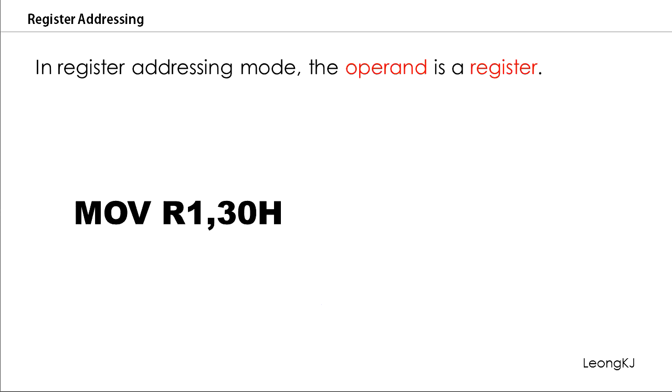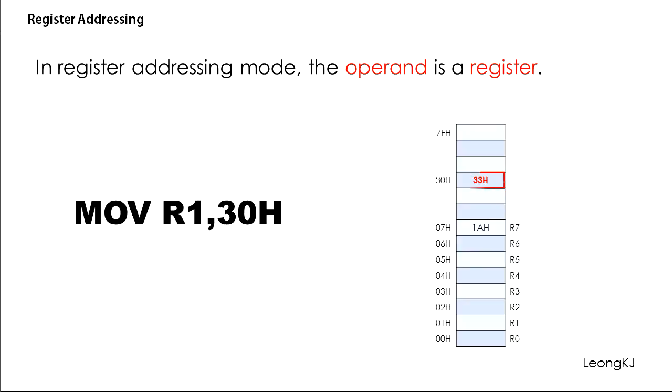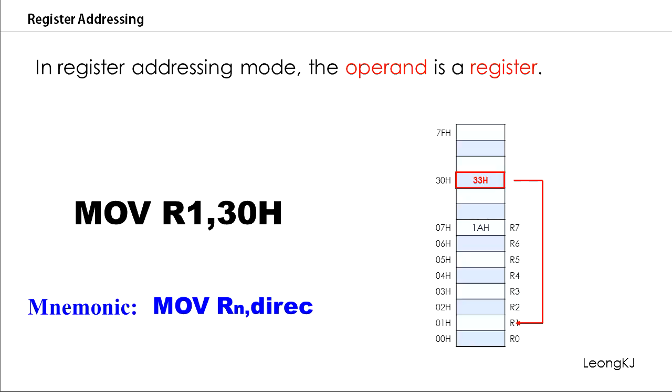Let's try another register addressing example. The content in direct address 30 hex is moved to register R1. The mnemonics of this instruction is move direct to register.